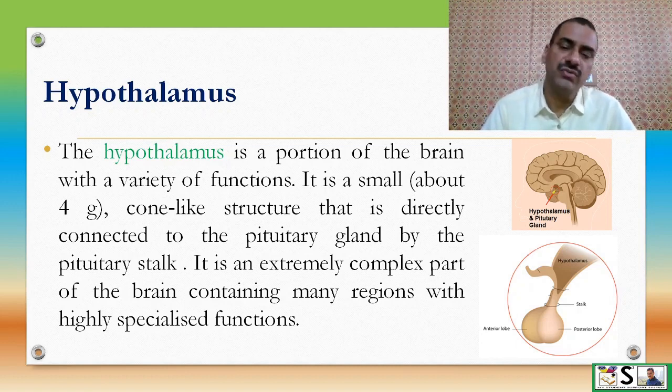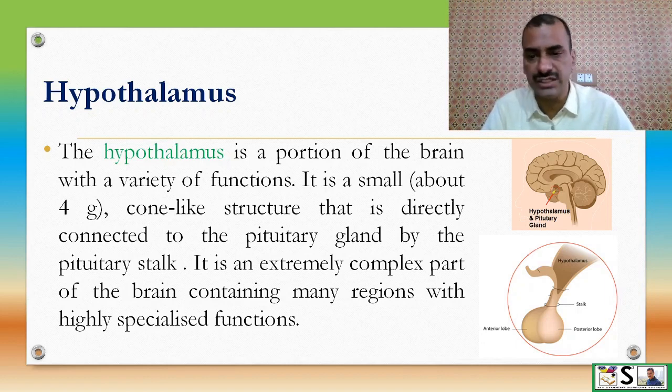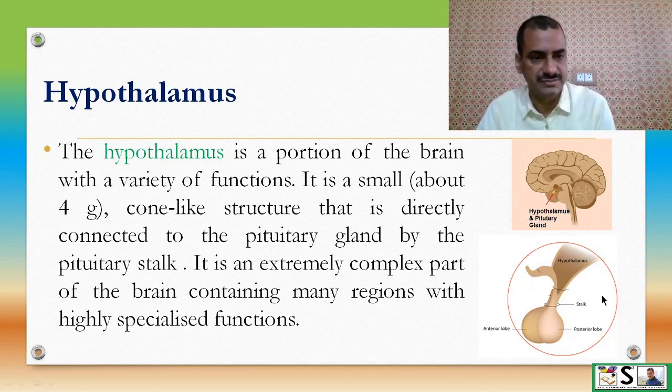It has a variety of functions. It is very small, approximately 4 gram in weight, and a cone-like structure that is directly connected to the pituitary gland by the pituitary stalk. It is an extremely complex part of the brain containing many regions and highly specified functions. So it is here. This is hypothalamus, just above the pituitary gland.